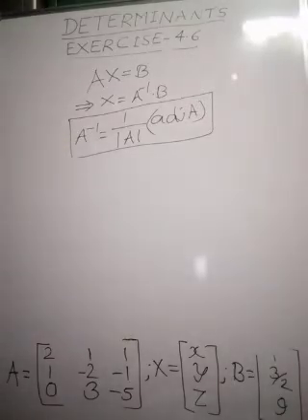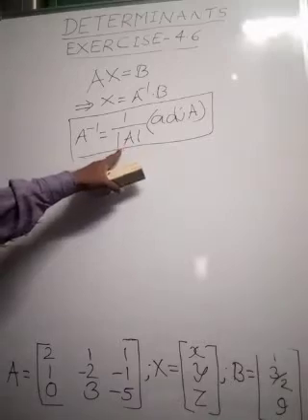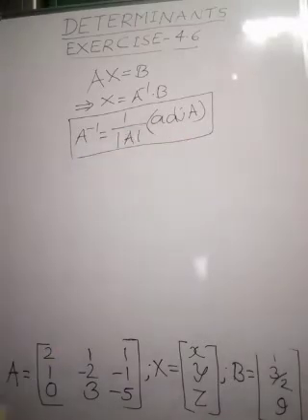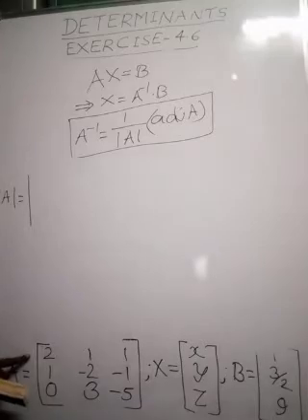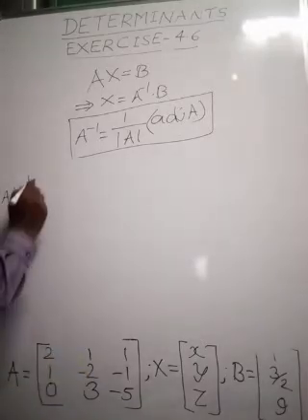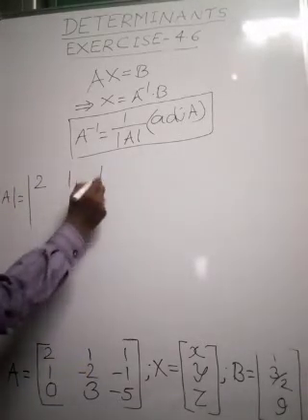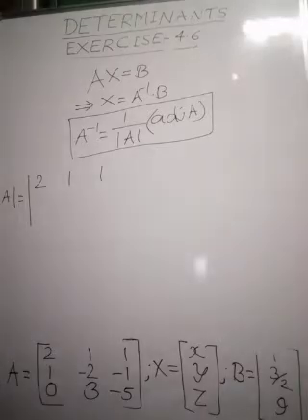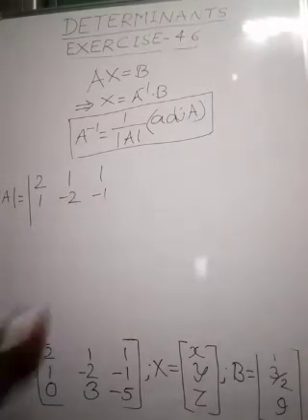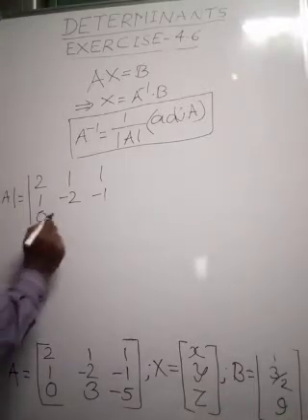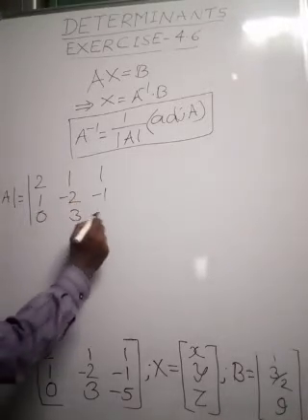How do you find A inverse? You have to find out det A and adjoint A also. Now we find det A. Here matrix A is there. First row elements 2, 1, 1. The second row elements are 1, minus 2, minus 1. And third row elements 0, 3, minus 5.